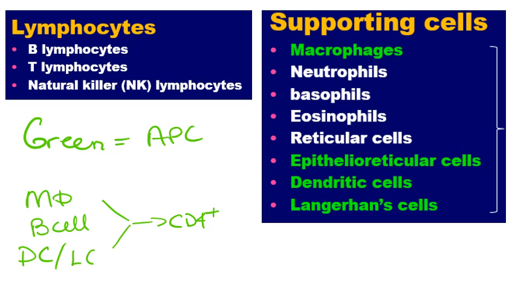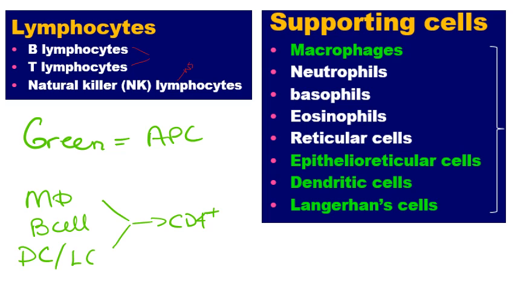Okay, let's talk about our lymphocytes here. So remember, our B and T cell are going to be our specific, and our NK is going to be our non-specific. Don't forget that. Now what's labeled here in green are going to be antigen presenting cells. Our other supporting cells are listed in the white. Essentially all these are supporting cells.